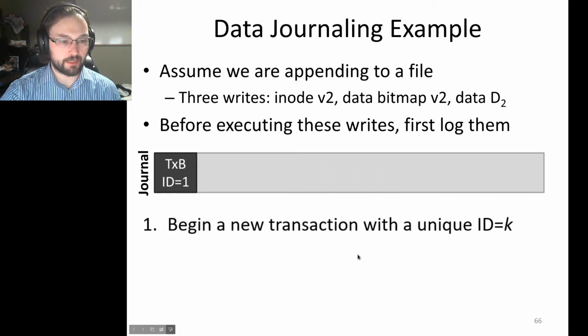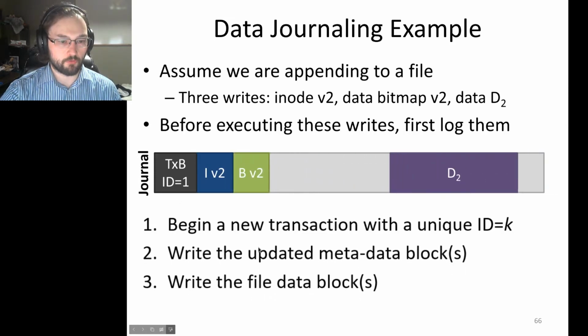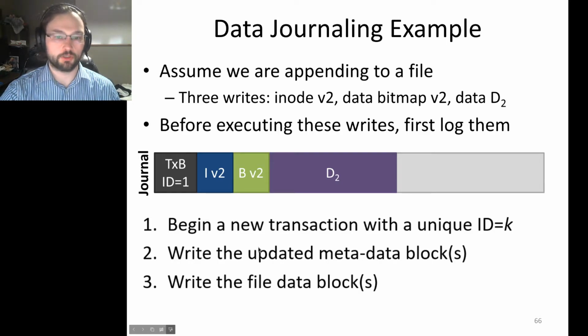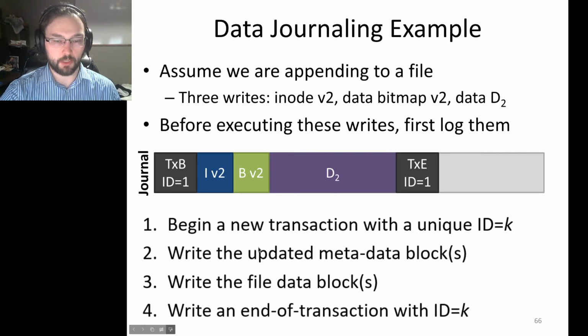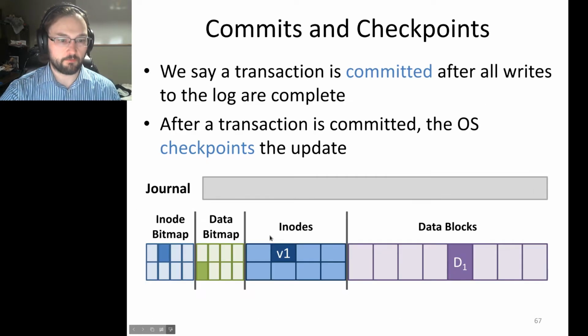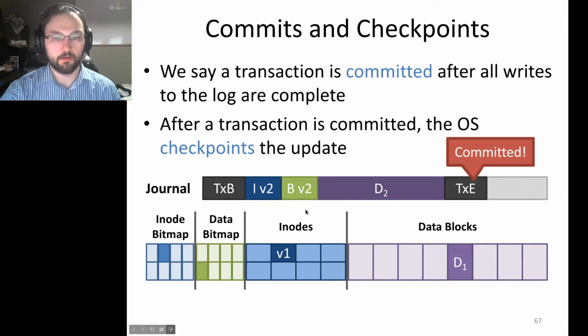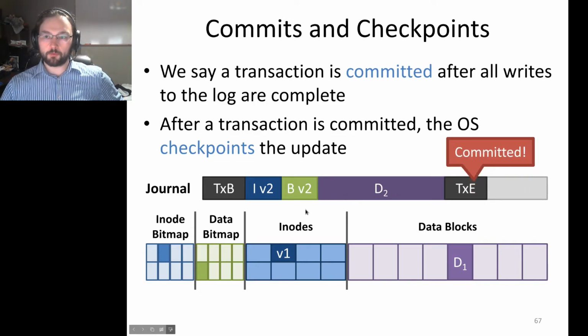So we're going to start by beginning a transaction. So we'll write a transaction begin record to the journal. Then we're going to write our 3 things that we plan to do to the journal, and then we're going to write a transaction end block. Easy enough. Now, the terminology here is that after we're done writing to the log, we say that the transaction is committed. At this point, logically, we have completed the operation, and if a crash occurs, we'll be able to have it have happened. Before the commit point, it has not happened, and it will not happen if we crash.